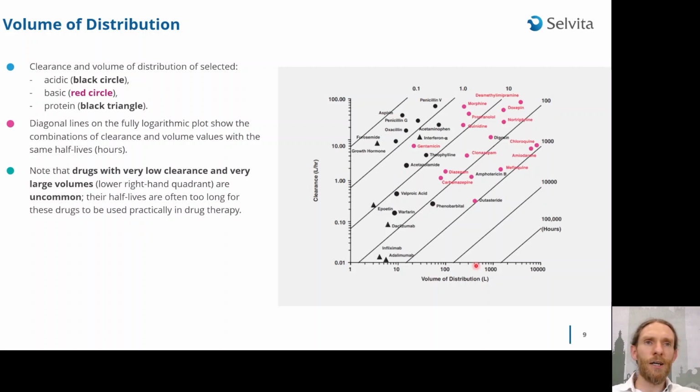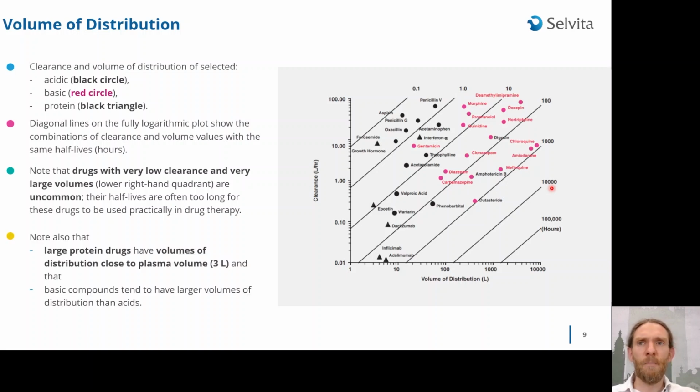Also of note is that drugs of very low clearance and high volume of distribution are very uncommon, because having a drug with a 10,000 hour half-life is completely impractical for drug therapy. This would need to be a very specific case. Also of note is that large proteins, represented by these black triangles, have a volume of distribution very close to the plasma volume, which is 3 liters. So they will not be bound to albumins or tissues, but just dissolved in the plasma, nicely reflecting what we were talking about before.